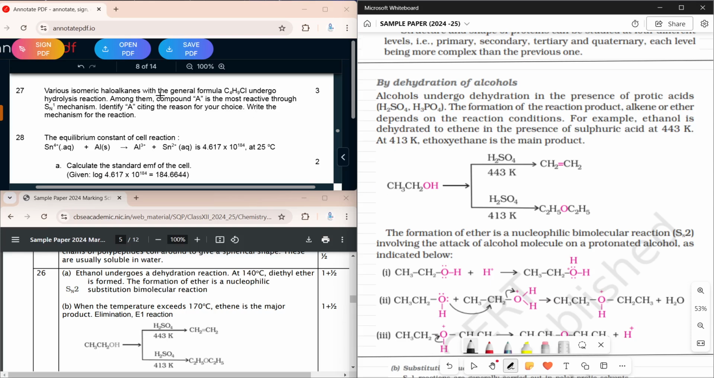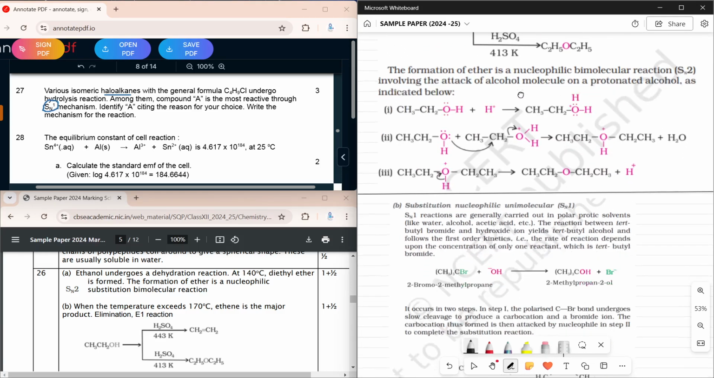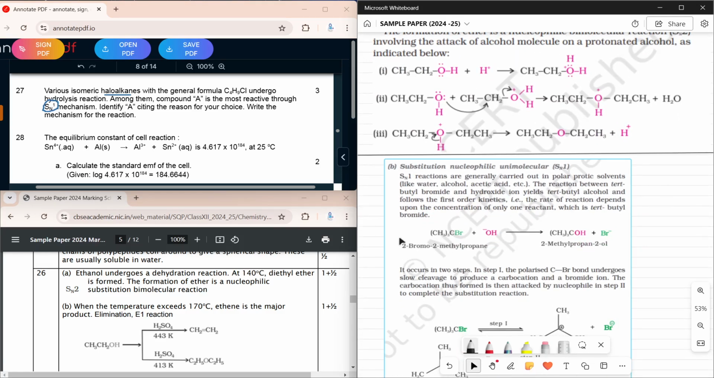So obviously it's from the chapter haloalkanes and haloarenes, and the moment you have which mechanism, SN1, why is it undergoing SN1? It's obviously nucleophilic substitution reactions, right? So based on the formula, it's obvious that the compound given to us is 2-bromo-2-methyl propane. That is because not just the formula, also the fact that it undergoes SN1 reactions.